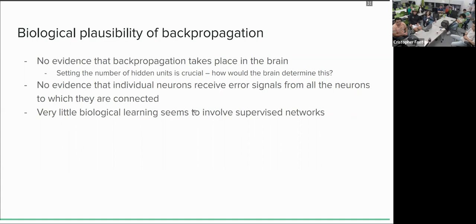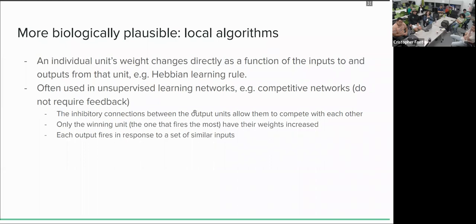And there's no real reason to believe that biological learning follows from supervised learning. Local algorithms are a lot more plausible. So we can think about competitive networks. These are networks that don't require any feedback, and they don't allow every neuron to activate like you see here. They only allow a single neuron, the one that is most competitive. So the most activated neuron is the only one that will fire.